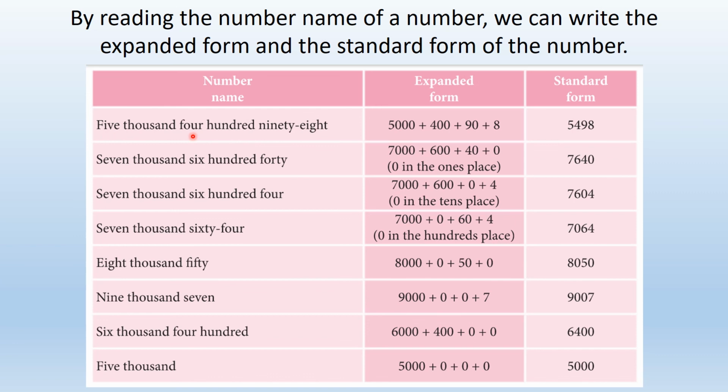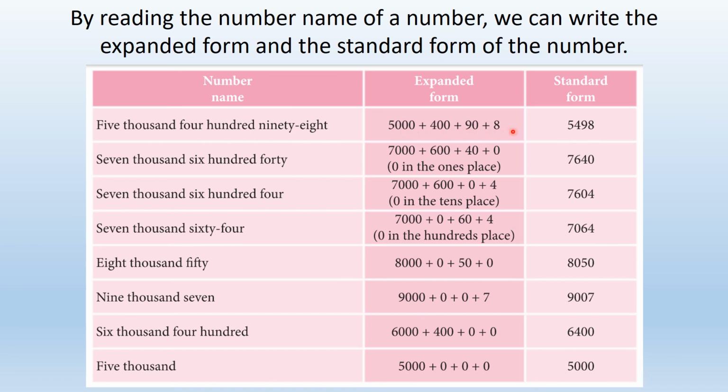Here the first number name is 5498. The expanded form is, looking at this, we can write 5000, put a plus symbol, and then write 400, 400 plus 90, put a plus sign and write 8. So this is the expanded form of a number. Looking at the number name, you can write the expanded form of the number like this.